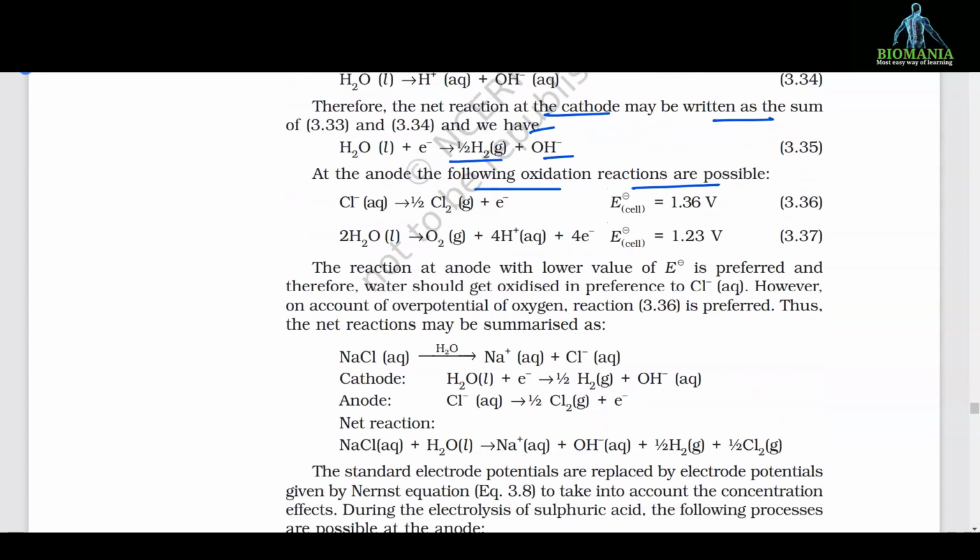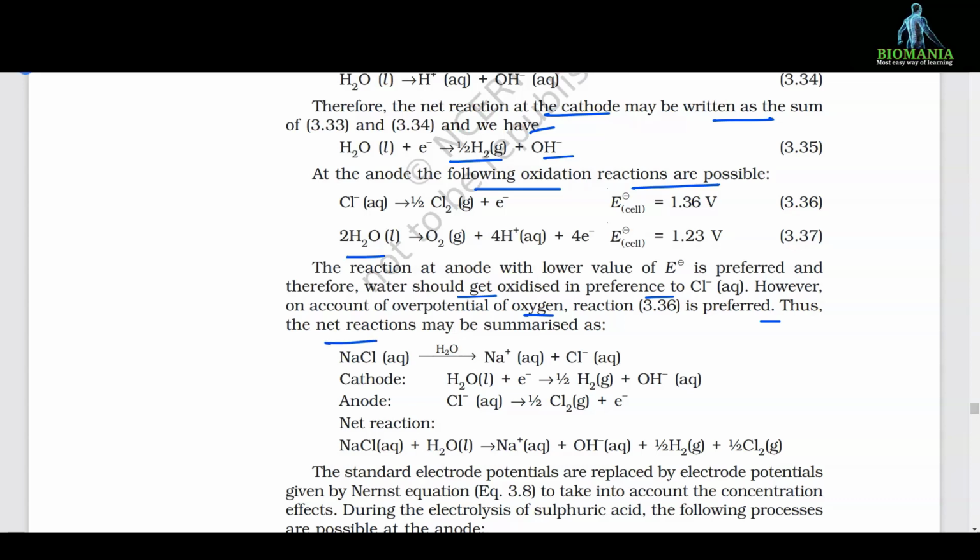Chloride ion gives half Cl2 plus electron, and the value of E° is 1.36 volt. And 2H2O gives O2 plus 4H+ plus 4 electrons, and the value of E° is 1.23 volt. The reaction at the anode with the lower value of E° is preferred, and therefore water should get oxidized in the presence of chloride ion. However, on account of the overpotential of oxygen, the chloride reaction is preferred.